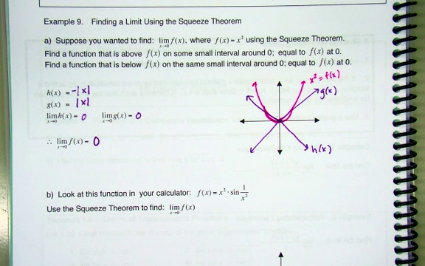All right, so this is an interesting one now. This one is this function that's very strange that we would never know how to graph by hand, so we would graph this in our calculator.